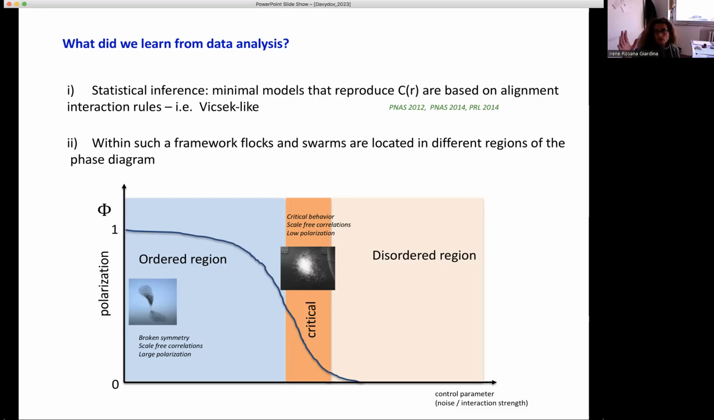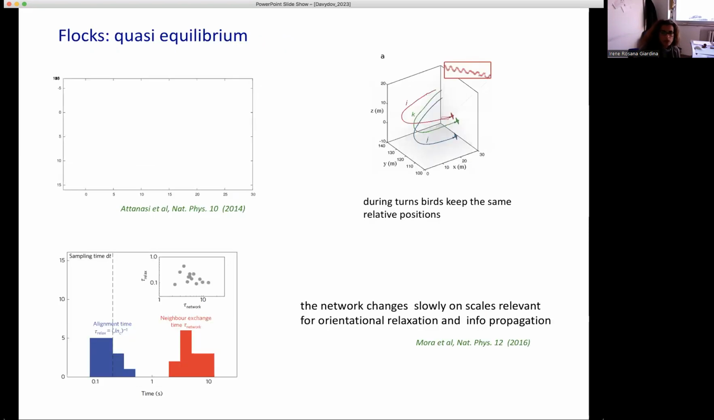So this is the general picture, but now what about the role of activity? How strong are non-equilibrium effects for these kinds of systems? Actually, what it turns out is that out-of-equilibrium effects are much milder for flocks than for swarms, okay? And let me tell you a little bit about this.